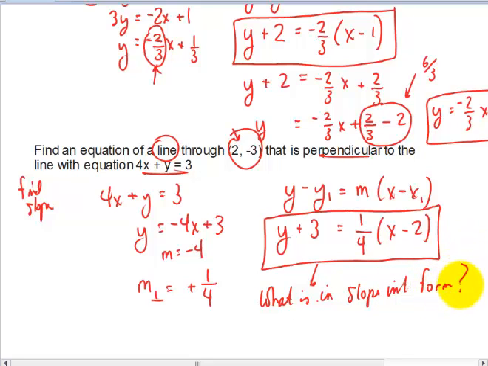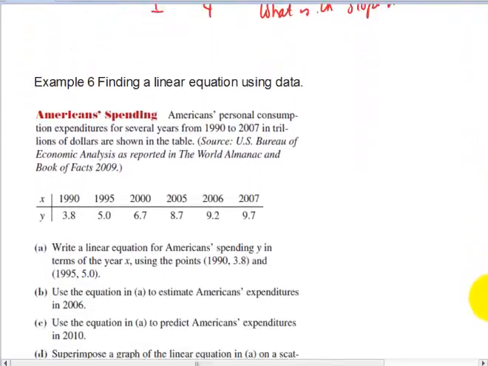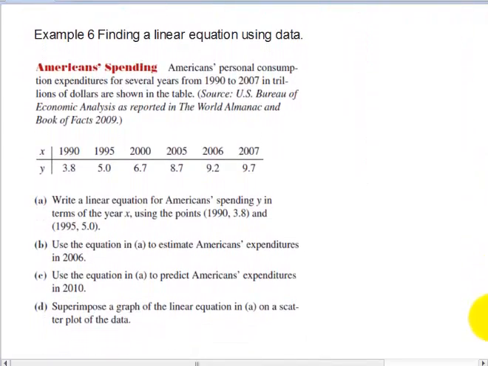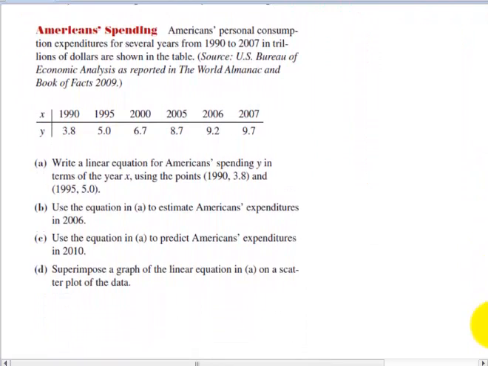Okay, so that'll be one of the questions. The next thing is we have some data. Now this data, I took this from our textbook, Finney, Domenico, Waits, and Kennedy, so I'm giving them credit. But this is an example from the book where we have some data points. We have x values, and we have corresponding y values that represent, as the problem says, personal consumption for several years from 1990 through 2007.